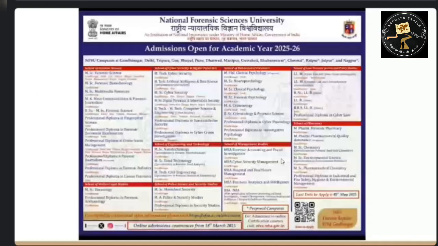They provide a professional diploma in forensic archaeology, which is a 6 months long course where you'll be having your practicals done, and also your theoretical classes will be taken regularly. You'll be given assignments, tests. You'll be given many case studies to deal with.